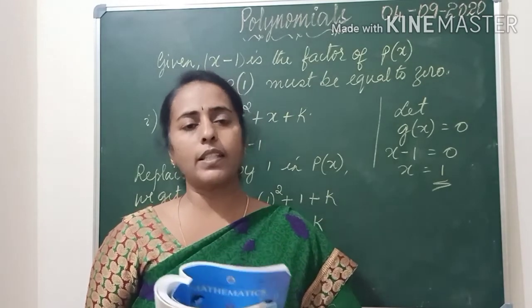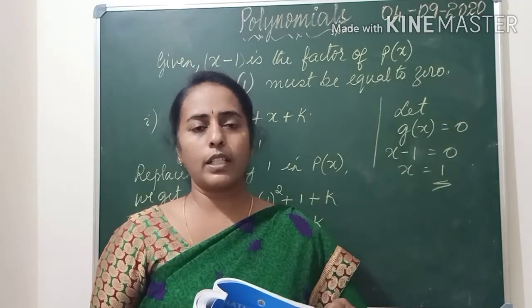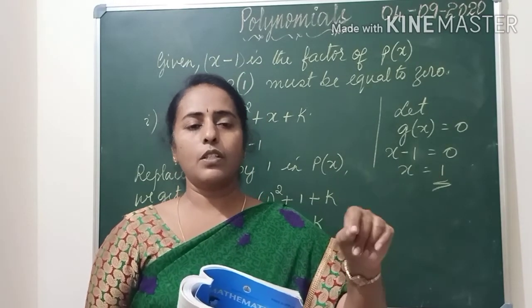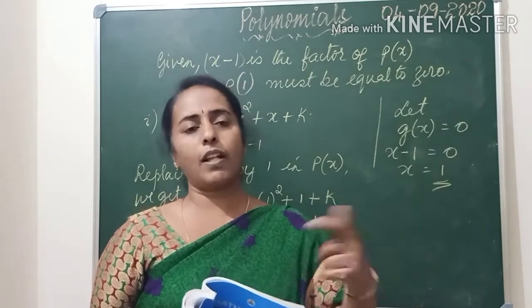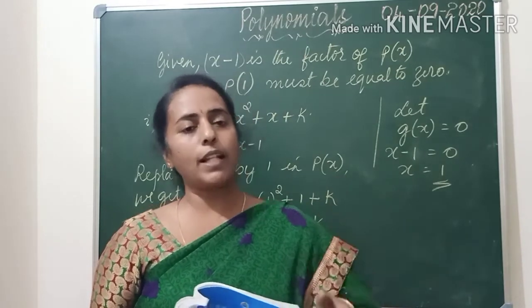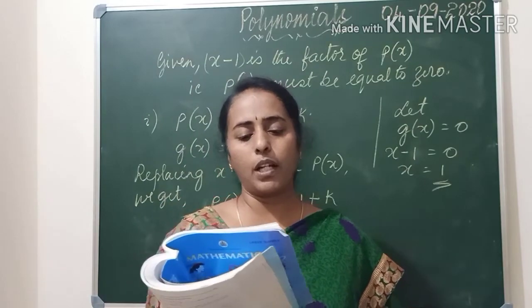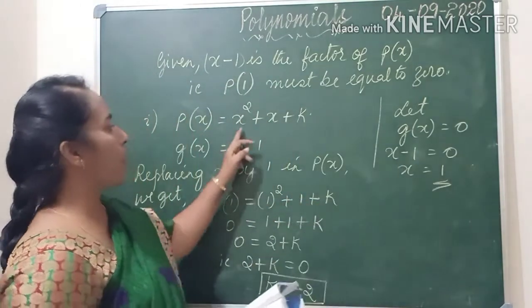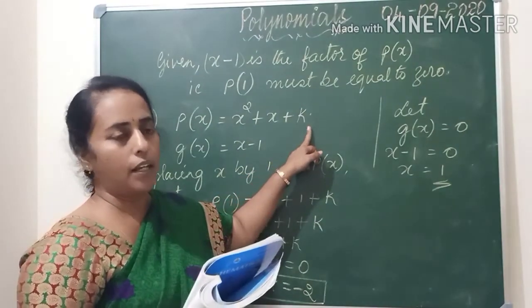That means it is a factor. Divisor is a factor means remainder should be equal to 0. So that is, x minus 1 is the factor. So what will the remainder be? What will the x value be? If you take minus 1 to that side, it will be plus 1. That means p of 1 should be equal to 0. So let us take the first polynomial. P of x equals x square plus x plus k. Here you have to get the value of k.